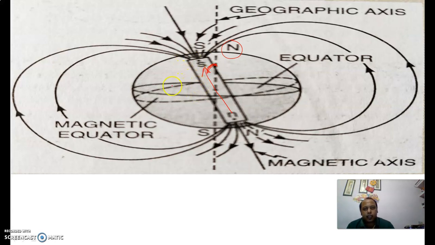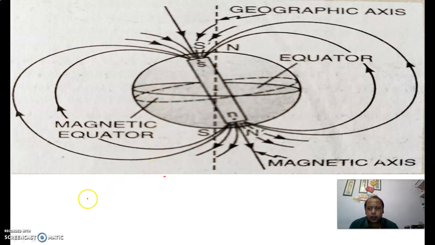So I think you are clear with the magnetic poles and geographic poles. They are different. Then we have the geographic axis and magnetic axis. They are also different. And then we have the magnetic meridian and geographic meridian. They are the vertical planes which include the magnetic axis and the geographic axis. They are called meridians, magnetic meridian and geographic meridian. So I hope this is clear to you.